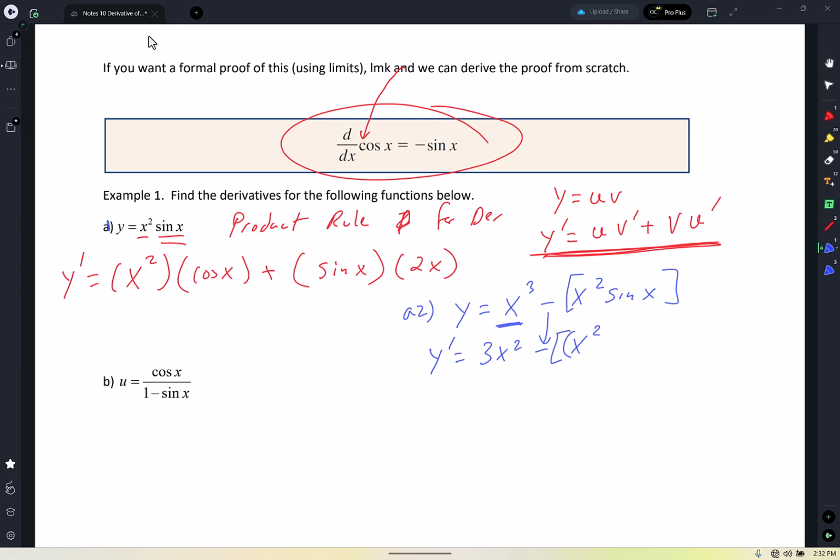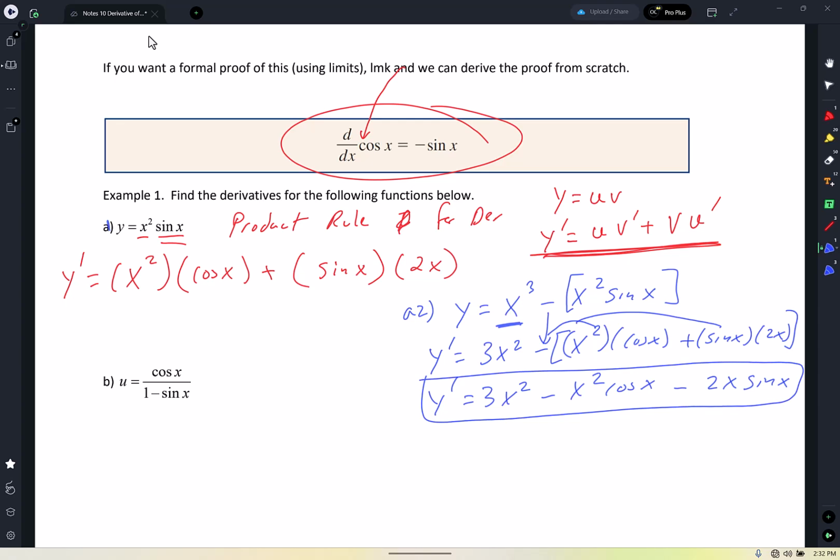First, derivative of the second, plus second, derivative of the first. See? And then just distribute the negative. So 3x squared minus x squared cosine x minus 2x sine x. That's y prime. Notice that's a second. So there it is. Hopefully we don't get any confusion now that we've done that.